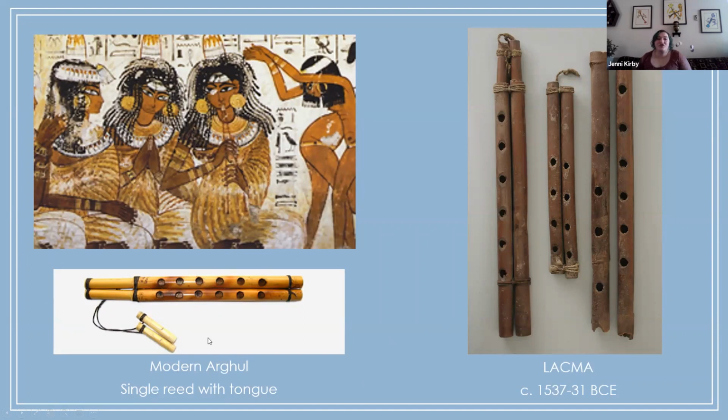And then we have here the modern argool, which looks really similar. It's got the same kind of taper, the same kind of finger holes. The pipes are joined together. And the modern argool is a single reed instrument, and it's really interesting how they create that single reed.